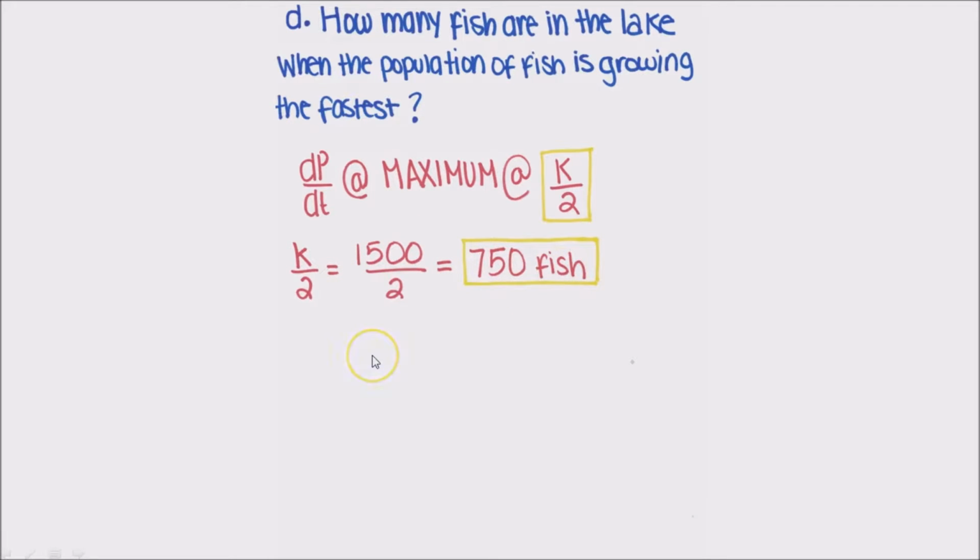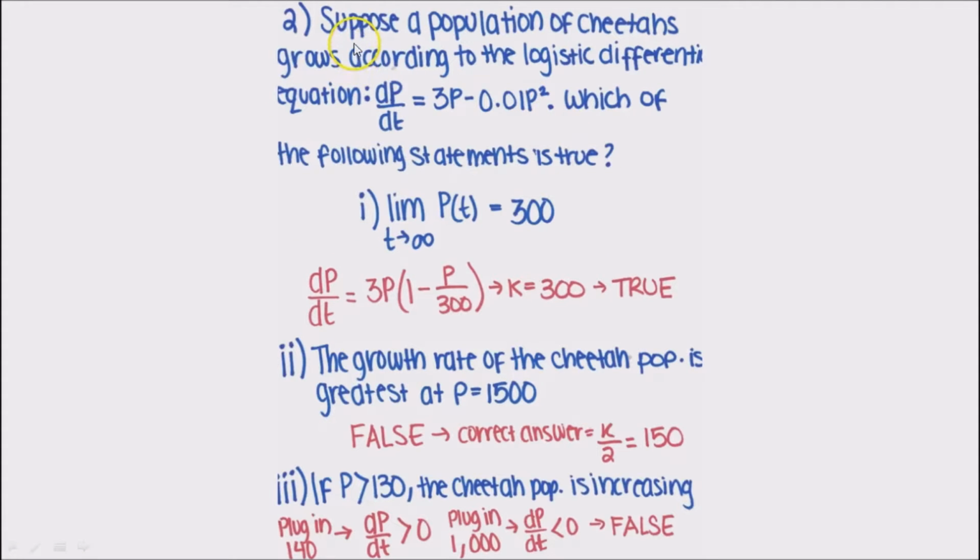And don't forget to use units and label because there might be points for that, and those are easy points you can get. So number 2 says, suppose a population of cheetahs grows according to the logistic differential equation dP/dt is equal to 3P minus 0.01P squared. Which of the following statements is true?